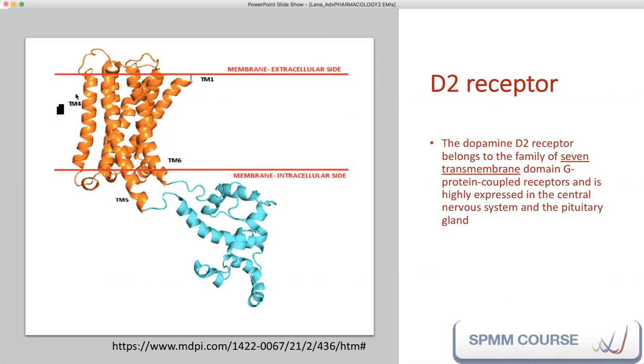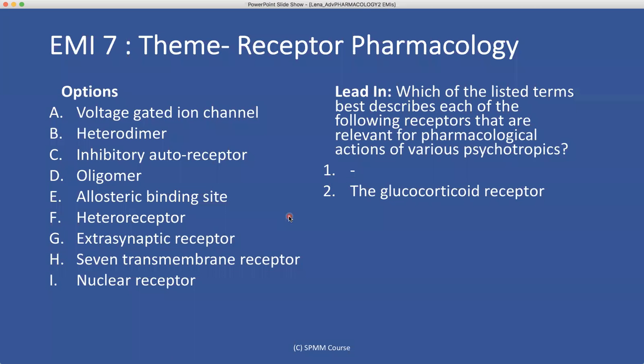So this is the 7, you can count, it'll be 7 actually. 7 transmembrane spanning domains, and you have a second messenger system attached to it. So this is how D2 receptors work. They are metabotropic. So question 1 will be 7 transmembrane receptor.